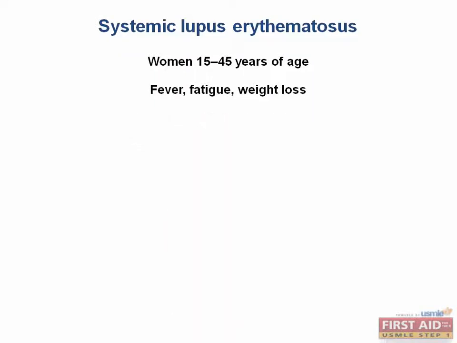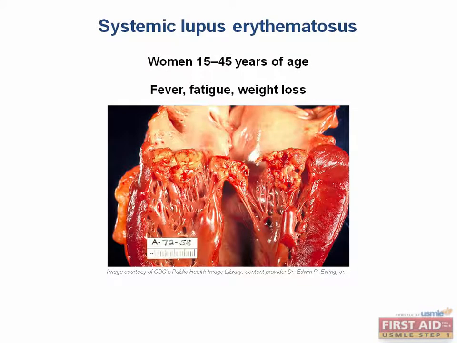Good. Libman-Sacks endocarditis, which you may recall from the cardio section. Here we see warty small growths likely on the mitral valve. Do they cause dysfunction? Not really. Do they embolize? Not really. Is anything growing here? No, they're just mostly fibrin and neutrophils.